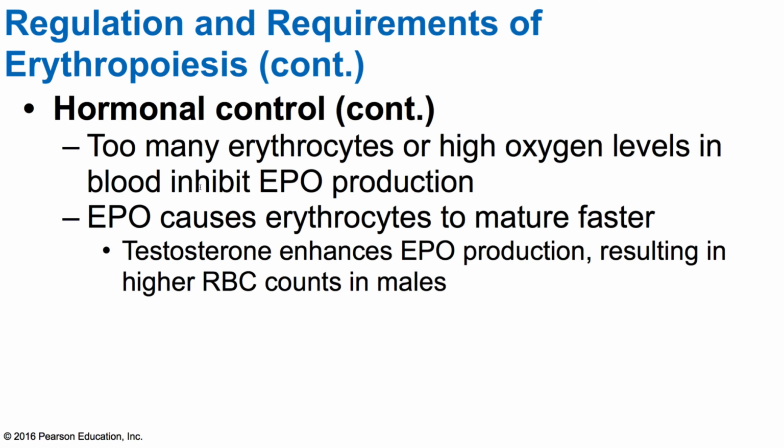The other thing that could happen is you have too many red blood cells or too many erythrocytes or high oxygen levels in the blood. When this happens, the production of EPO is inhibited. In other words, your body is not going to produce enough EPO. So when you don't have enough oxygen, your body produces EPO. When you have too much oxygen, then your body is not going to produce it. It's going to cut it off. Why do you want to produce more red blood cells when you have too much oxygen? Your body doesn't need it.